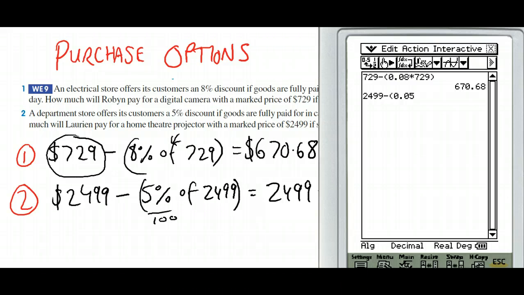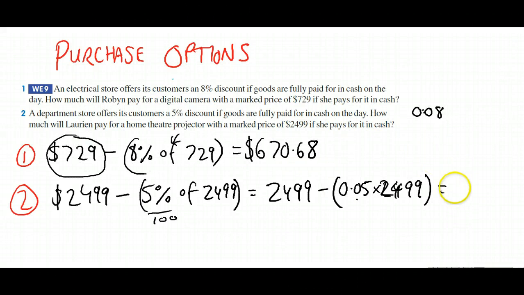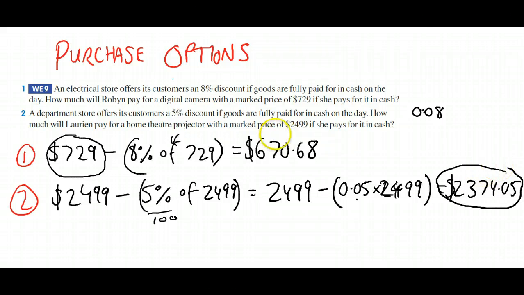And when we put that into a calculator, we get 2499 minus 0.05 times 2499. That equals 2374.05 dollars. So there's question 1 and 2. Okay, question 3.